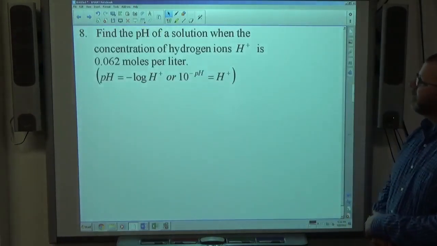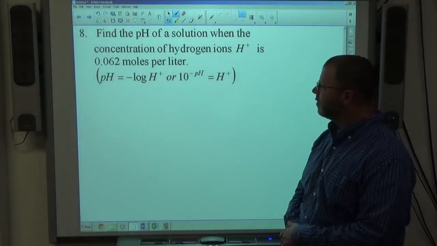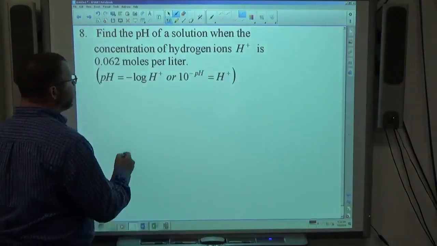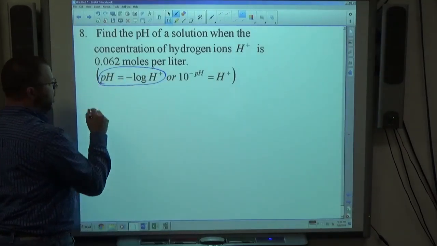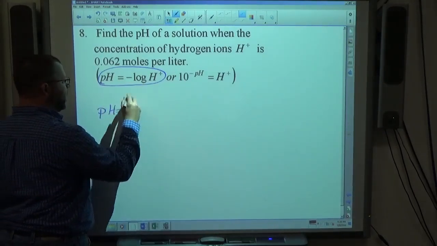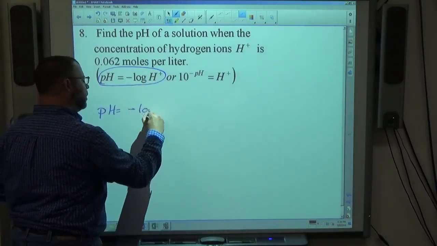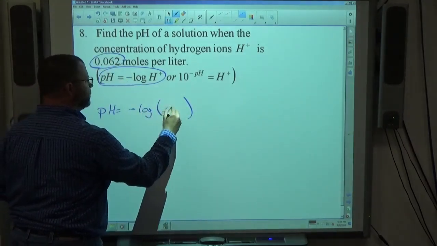Number 8. Find the pH of a solution when the concentration of hydrogen ions is 0.062 moles per liter. So they're telling me H plus, asking for pH, so this formula is going to be the one that's helpful to me. And the formula very clearly spells it out. It says pH, what we're looking for, equals minus log of H plus. And H plus is 0.062.